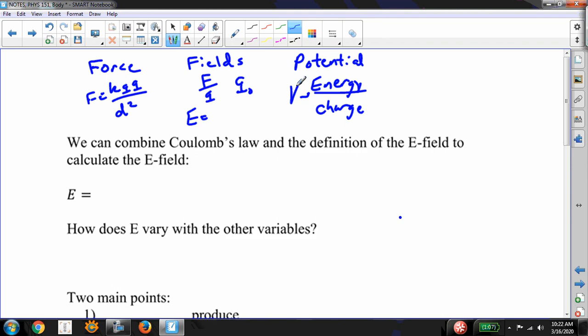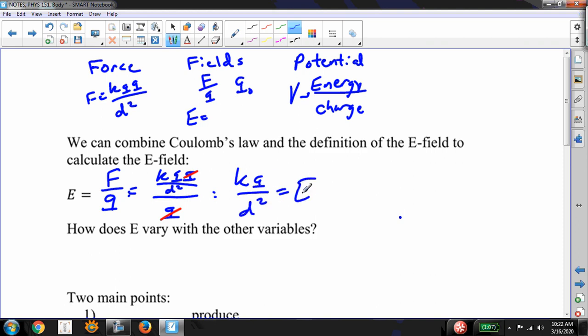So we can combine Coulomb's law and the definition of the electric field to figure out how we actually calculate the magnitude of the electric field. The electric field is defined as F over Q. But we know that F is K Q Q over D squared, and we divide that by Q. These two Q's cancel out, and I'm just left with KQ over D squared. And that is our equation for the electric field. So it's going to be KQ over D squared.